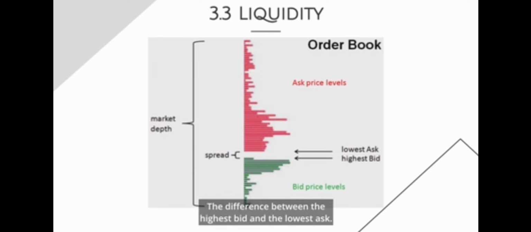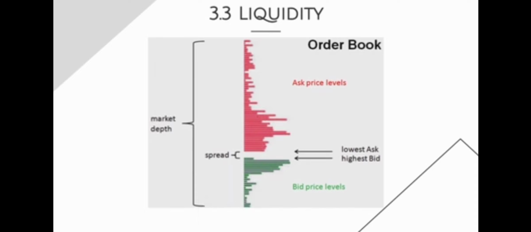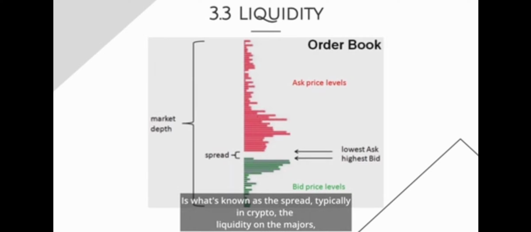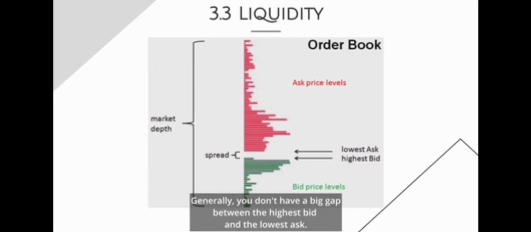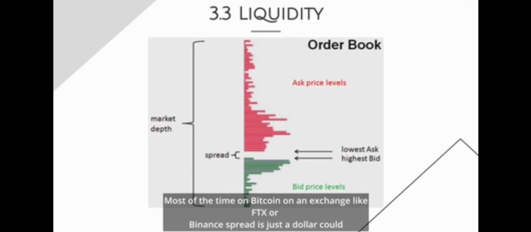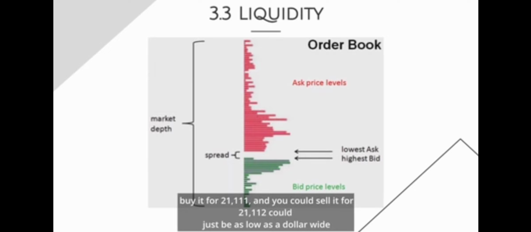The difference between the highest bid and the lowest ask is what's known as the spread. Typically in crypto, the liquidity on the majors, at least on Bitcoin, Ethereum, is pretty good in terms of spread. Generally, you don't have a big gap between the highest bid and the lowest ask. Most of the time on Bitcoin, on an exchange like FTX or Binance, the spread is just $1. You could buy it for 21,111 and you could sell it for 21,112. It could be as low as $1.